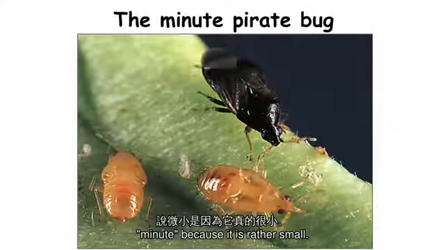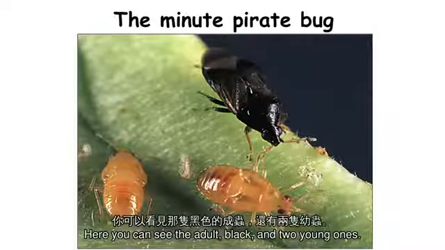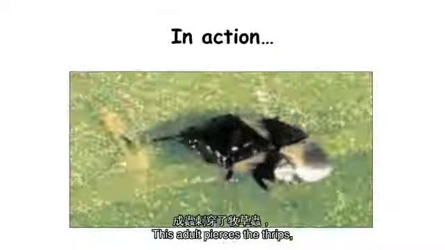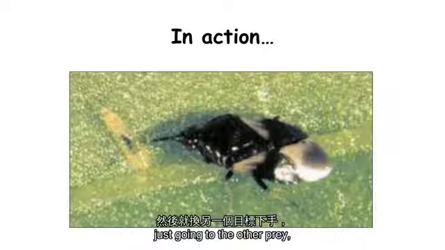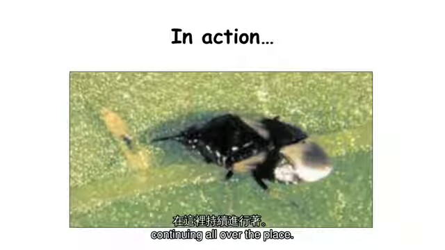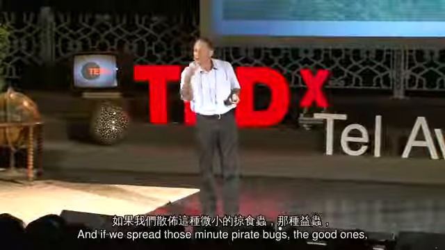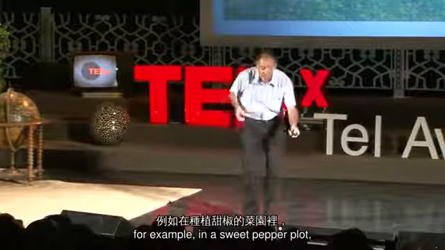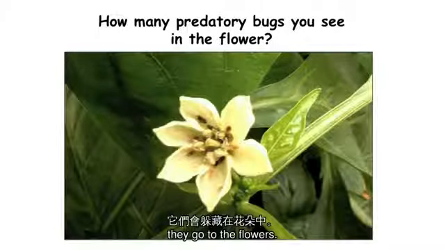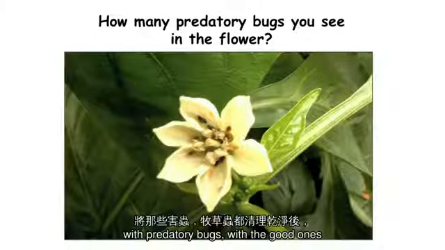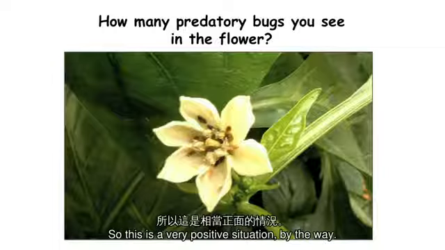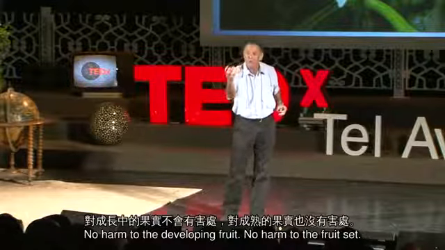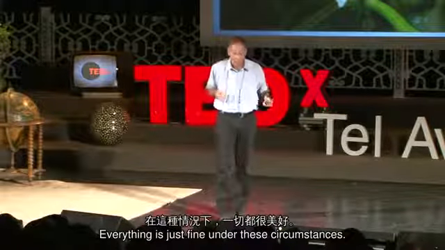Minute because it is rather small. Here you can see the adult, black, and two young ones. And again, in action, this adult pierces the thrips, sucking it within just several minutes, just going to the other prey, continuing all over the place. And if we spread those minute pirate bugs, the good ones, for example, in a sweet pepper plot, they go to the flowers and look, this flower is flooded with predatory bugs, the good ones, after wiping out the bad ones, the thrips. So this is a very positive situation, by the way. No harm to the developing fruit, no harm to the fruit set, everything is just fine under these circumstances.